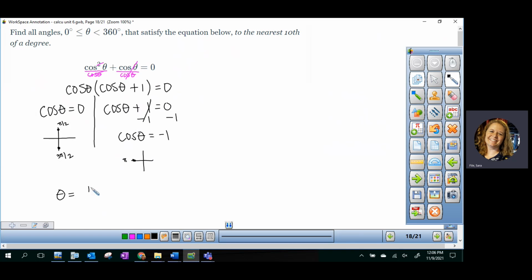So my answers would be pi halves. And it doesn't matter what order you put them in. I'm putting them in least to greatest. So pi halves, then pi, then 3 pi halves. But when you type this in on Delta Math, it doesn't matter.